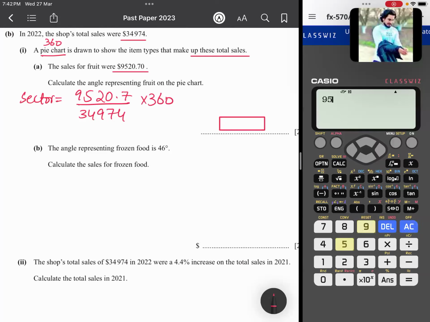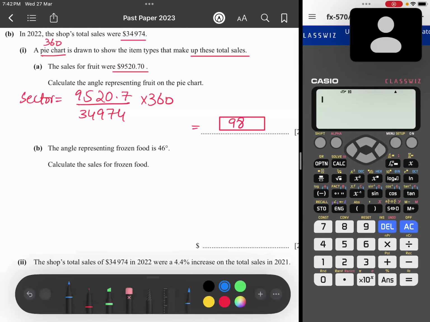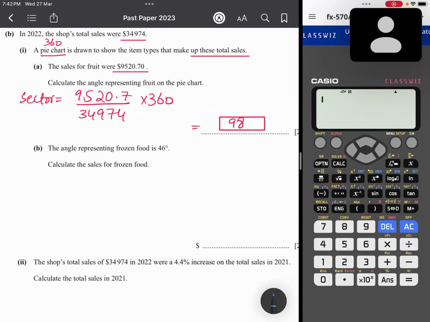98. 98. Okay, is this answer correct? Yes, sir. Okay, the angle representing frozen fruit is 46. So x is equal to 46 degrees. Calculate the sales of the frozen fruit.